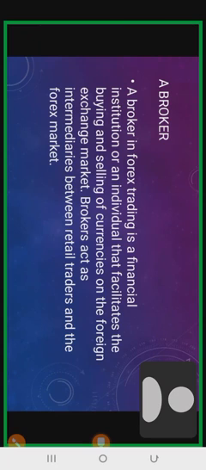Now, when we're looking at brokers as financial institutions, they act as intermediaries, as middlemen between retail traders and the forex market.